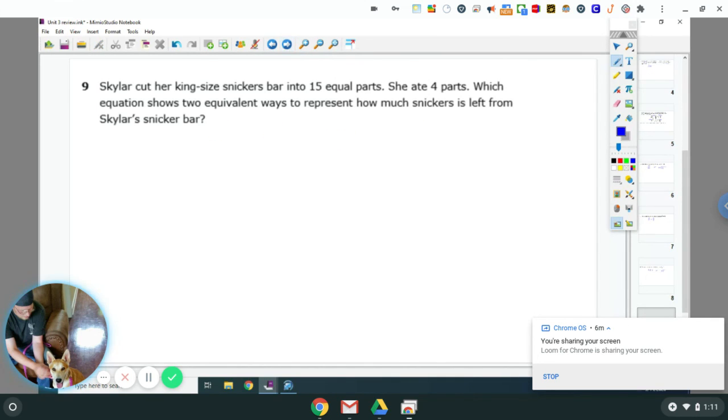All right, number 9, Skylar cut her king-size Snickers bar into 15 equal parts. She ate 4 parts. Write your own equation to show 2 equivalent ways to represent how much Snickers is left from the Snickers bar. If she ate 4, that means there are 11 equal parts left. So you have 11 over 15 left. Or you can write it as 15 divided into 11. Or you can write it as 11 divided by 15. So all 3 ways are okay.